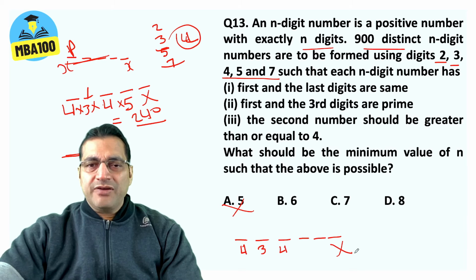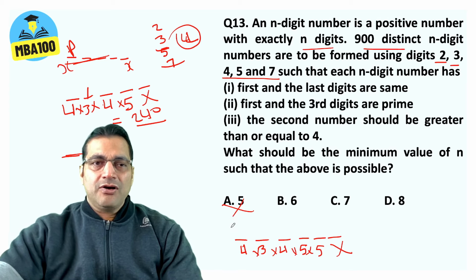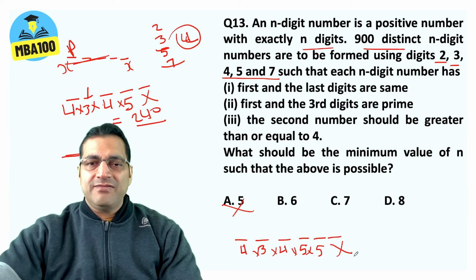So whatever we have put here, we have to put the same number here. But now this can be filled in 5 ways and this also can be filled in 5 ways. So your answer would be how much? Or straight away we could get the 240 into 5 because there is one additional 5, is 1200.